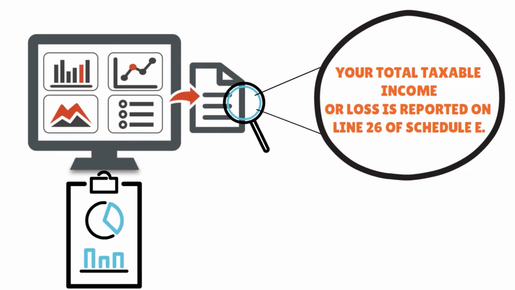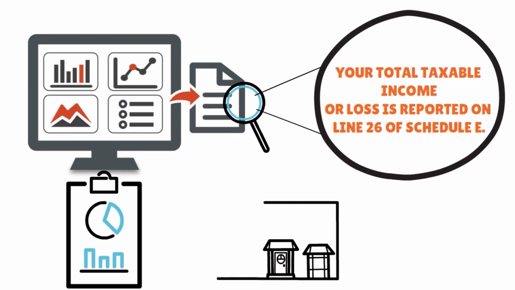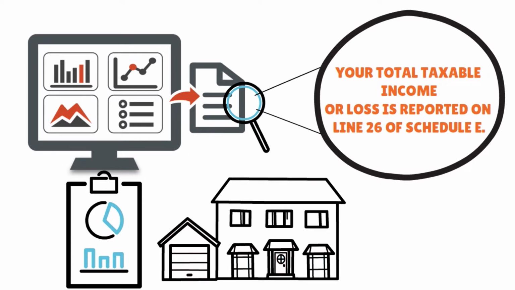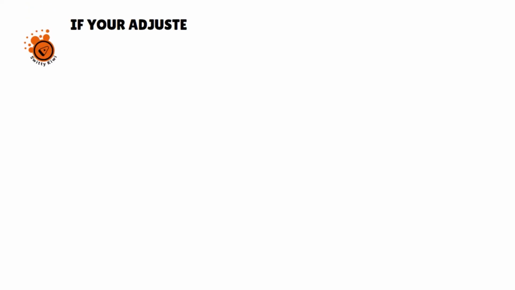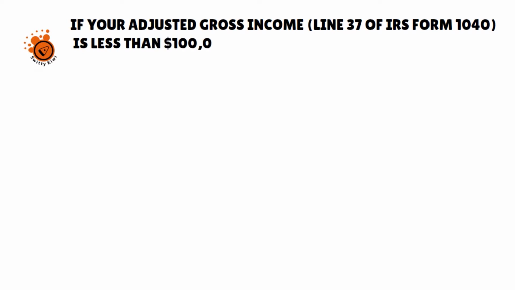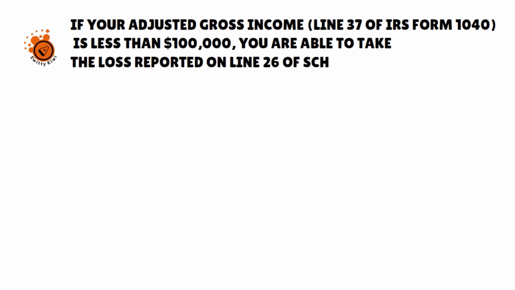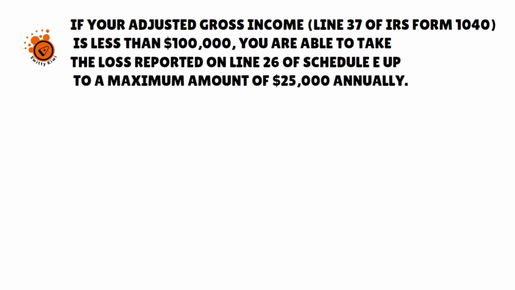So if your activities on IRS Schedule E created a profit or a loss, and your loss is not showing up on line 17 of IRS Form 1040, you may be limited by something called the passive activity loss limitation. There are some limitations there. All right. And these limitations actually are kind of complex. So we're not going to go into detail here, but let me give you a quick overview. If your adjusted gross income is less than 100,000, you are able to take the loss reported on line 26 of Schedule E up to a maximum of $25,000 annually.